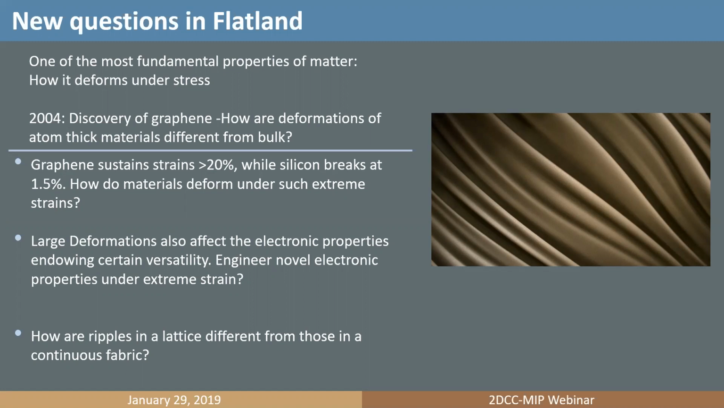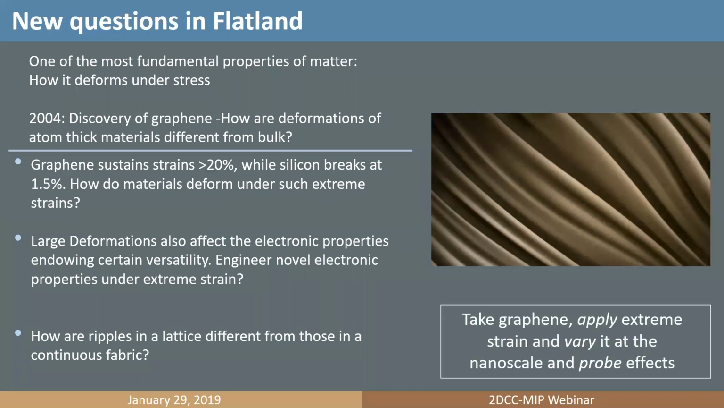Now, if you stare at these questions for a while, the game plan of what we need to do emerges. We need to take graphene. We can, in principle, take any 2D material, but let's take graphene because it's the most widely studied material, the poster boy of 2D materials. Then we need to apply extreme strain. What is extreme strain? Strain of an order of magnitude which is impossible to apply in traditional materials.